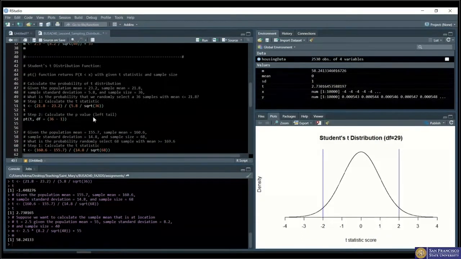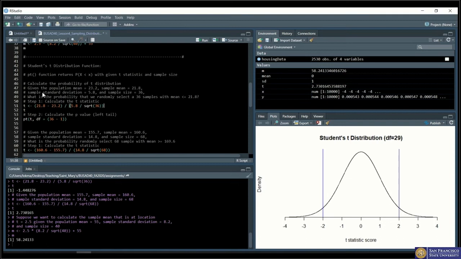Well, the next thing that I would recommend you do is take a look at some of the applications for using a t-statistic. Especially, we want to replicate what we did last time. So we want to use a PT function, which is the probability of the t-distribution function, to calculate the probability on the left-hand side of the location given in the problem.